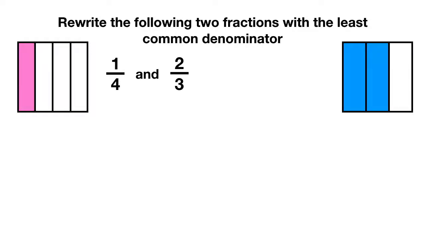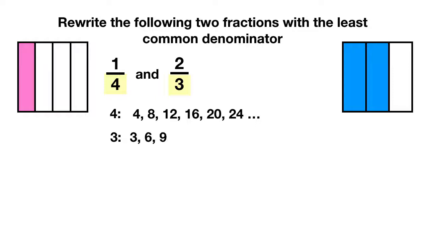Then we have our denominators of 4 and 3. So we'll skip count by 4, get 4, 8, 12, 16, 20, and 24. And with 3, we get 3, 6, 9, 12, 15, 18, etc. We can see both of these have a 12. The lowest common multiple is 12.